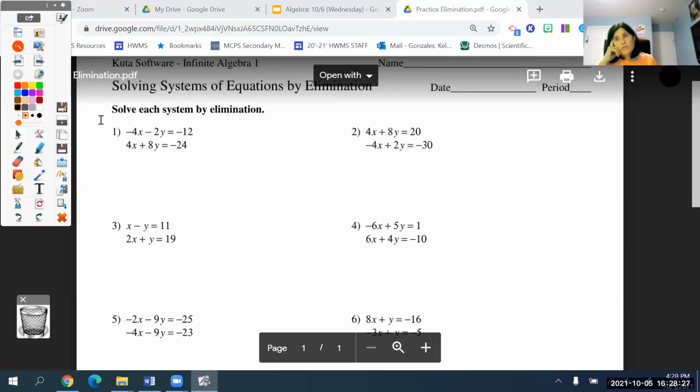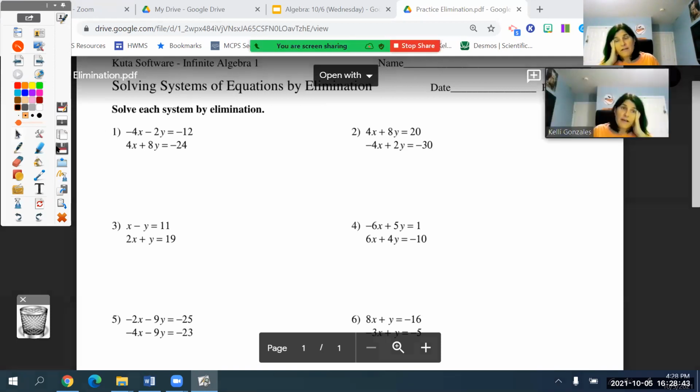So if you feel ready to move on, you have a worksheet that you can work on today. If you would like to work with me, I am going to do a couple of these together just to make sure we understand. So on the worksheet, I'm going to do number 1 and number 5. So again, if you're ready to work on your own, you don't need to pay attention to what I'm doing. Or if you feel like you want to work with me, we'll get this done together.